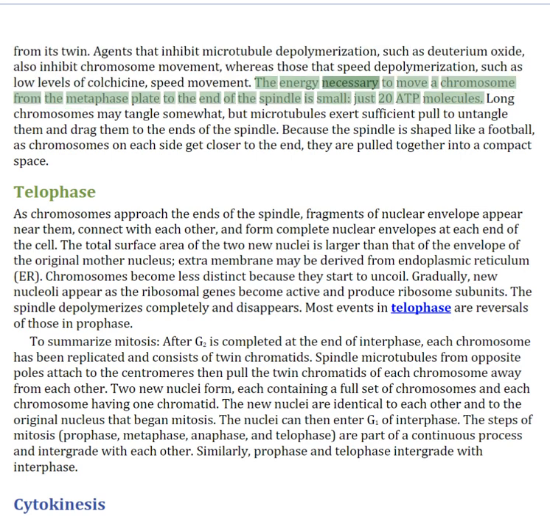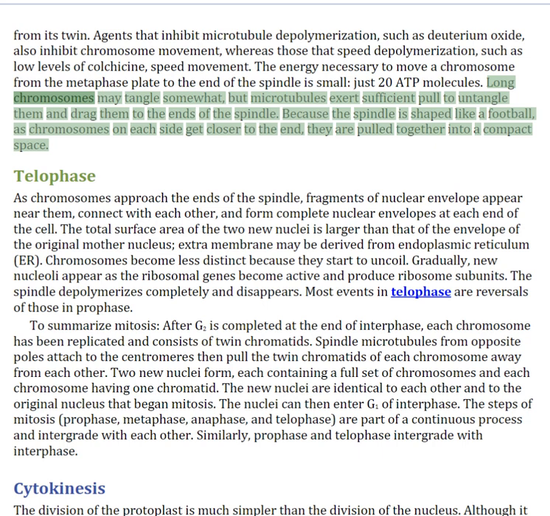The energy necessary to move a chromosome from the metaphase plate to the end of the spindle is small, just 20 ATP molecules. Long chromosomes may tangle somewhat, but microtubules exert sufficient pull to untangle them and drag them to the ends of the spindle. Because the spindle is shaped like a football, as chromosomes on each side get closer to the end, they are pulled together into a compact space.